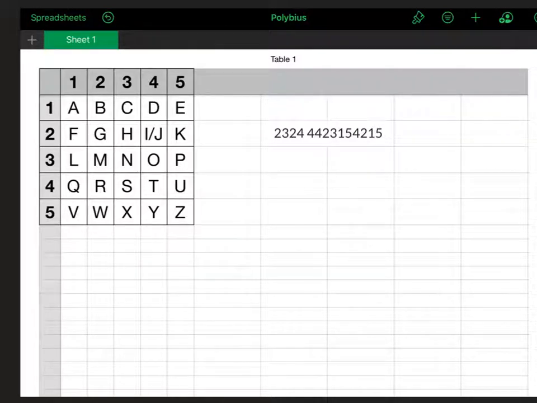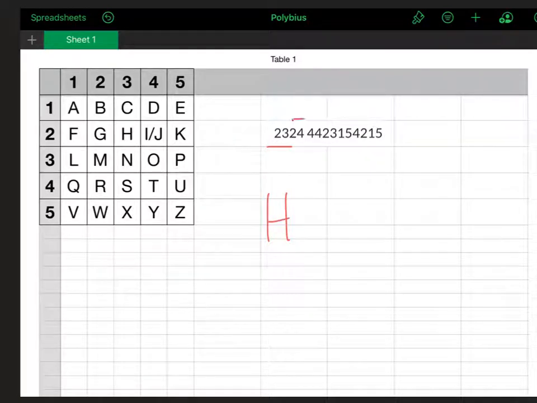So we need to look at the numbers. Let's look at this message here, and we need to take a pair of numbers. So the first pair that we see is 2 and 3. So we go across the 2 row and down the 3 column, and where they join, we find the letter H. So we're going to put H in as our letter there.